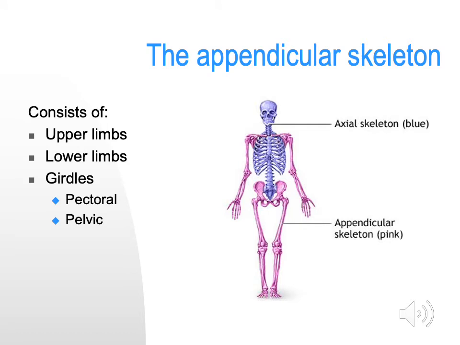Having now covered the axial skeleton, we will move down to the appendicular skeleton. So, reminder, appendicular being the limbs and also the girdles which attach those limbs to the axial skeleton. We have the pectoral girdle, also known sometimes as the shoulder girdle, and the pelvic girdle, which helps form the hip joint.